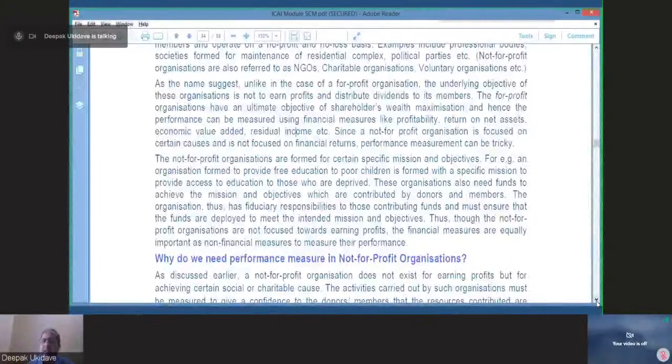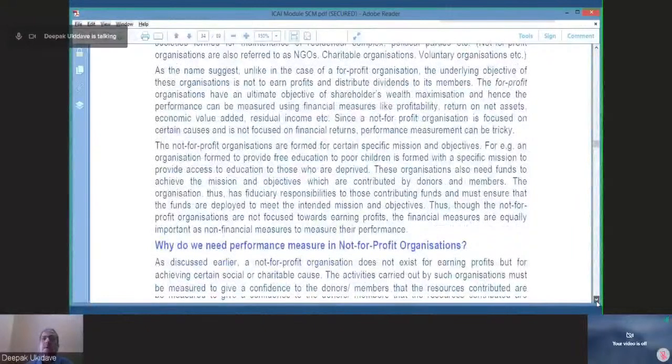For example, I'll give you an example over here: when the institution or organization is providing free education to poor children, with a specific mission to give access to those who are deprived of education. Now, obviously, funding is done by the donors and members, but it is difficult to measure to what extent your children are happy or satisfied with the learning that has taken place. Definitely in the financial measures, it is not possible to quantify the satisfaction level of the children. We know that we are providing free education to children. We are spending on their education or higher studies, and it is a part of CSR, corporate social responsibility.